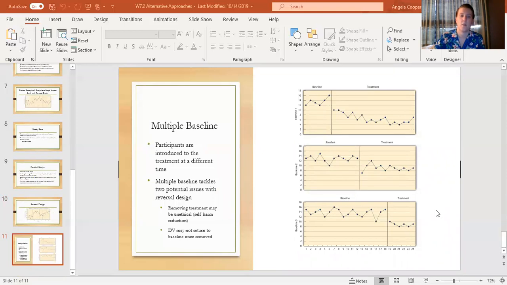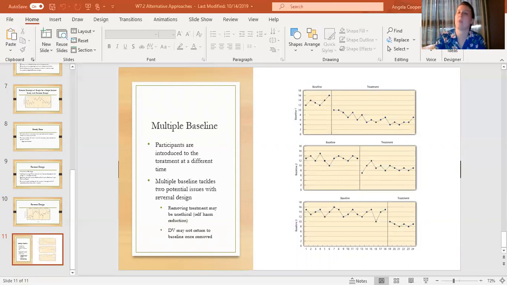So with ABA, there's also multiple baseline, where you have participants introduced to treatment at different times. So maybe in this first graph up here, it starts relatively early, within the first few sessions. Down here, you'll see it starts right in the middle, so they have the same amount of time in baseline as they do with the treatment. And then down here, they're spending a majority of time in baseline and then treatment.